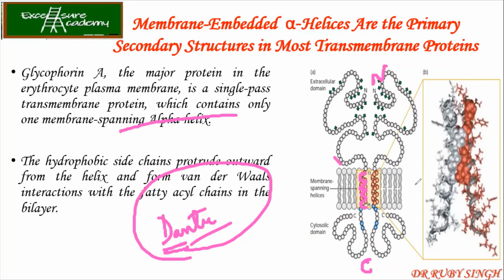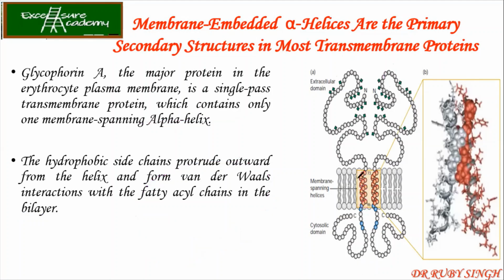Then you have the alpha helices spanning the membrane. The hydrophobic side chains protrude outward from the helix and form van der Waals interactions with the fatty acyl chains in the bilayer. What it is saying is that whatever hydrophobic amino acids are present, they face towards the phospholipids, which makes sense, right? Because the phospholipid tails are also hydrophobic. So the hydrophobic residues face outward and the center has the hydrophilic ones.